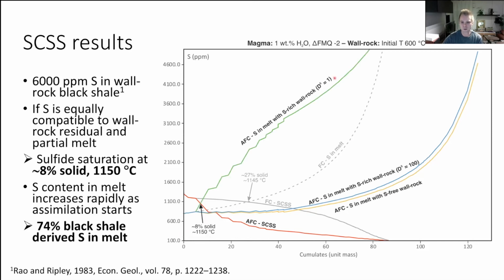Then we decreased the partition coefficient. So now sulfur is as compatible to the partial melt as in the wall rock residual. So here we see that as soon as the assimilation begins, there is a dramatic increase of sulfur in the magma melt system. And the sulfide saturation takes place when 8% of the magma has solidified. And at this point, the temperature is 1150 degrees Celsius. And at the highest point here, when all the assimilation has occurred, there is 74% of black shale derived sulfur of the total sulfur in the melt.